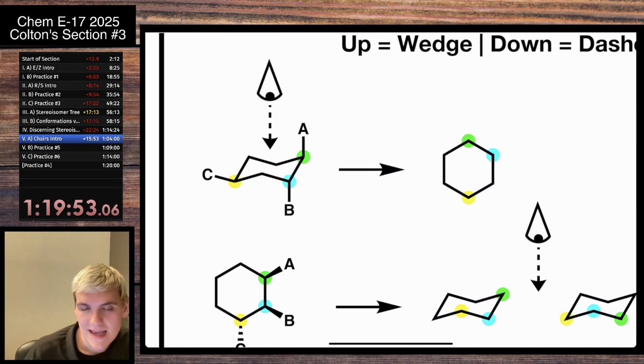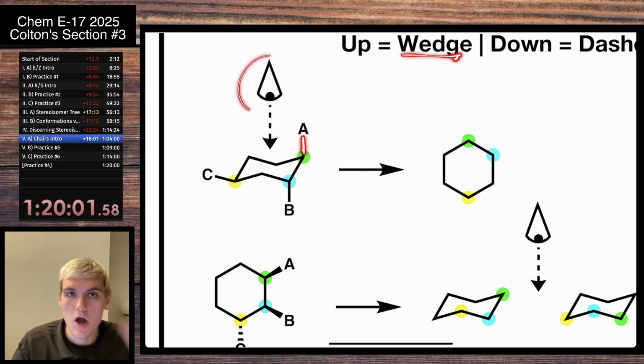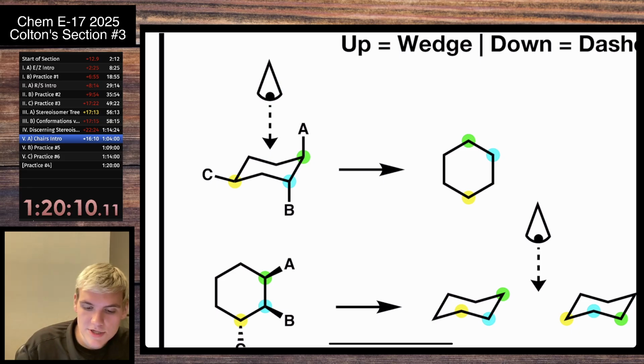So what we do is, if something is going up, then we put it on a wedge. And remember, up is relative to this kind of God eye that's looking at the chair. So up goes on wedge, down goes on dash. So we are going to just arbitrarily assign this carbon to one position on the ring, the hexagon here.